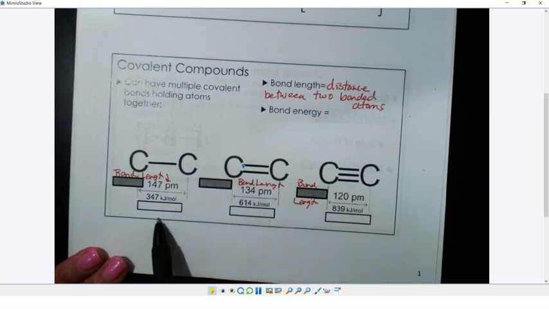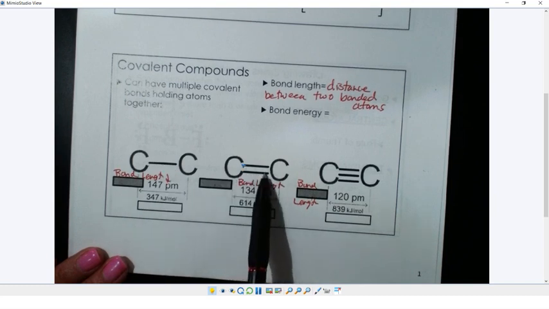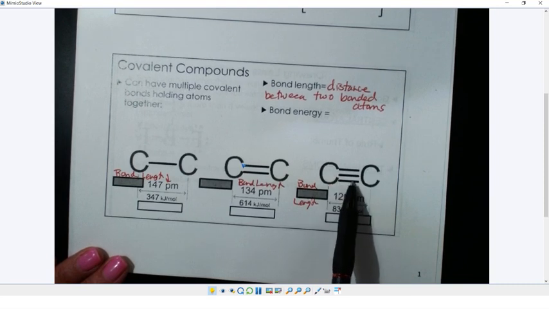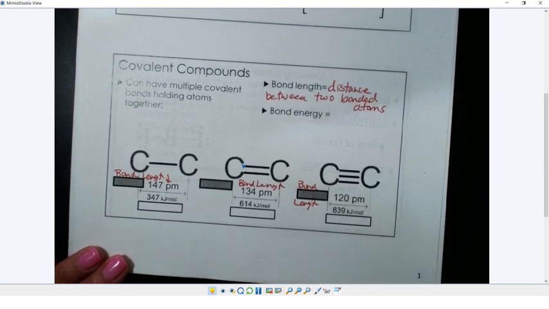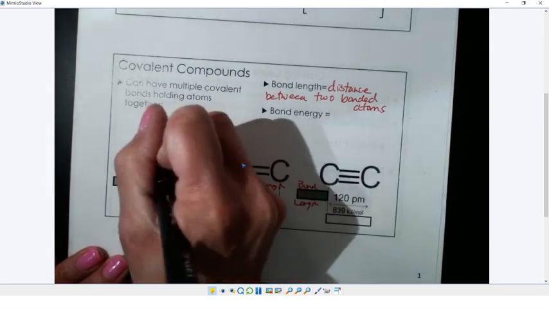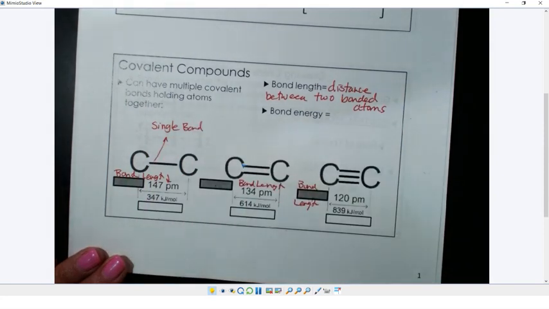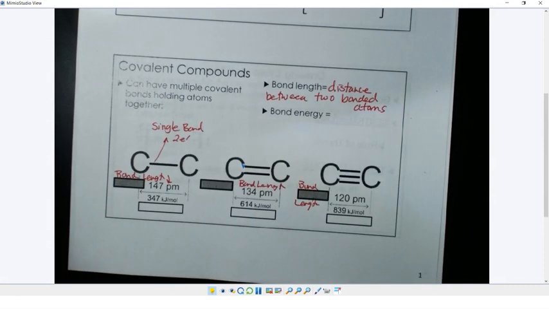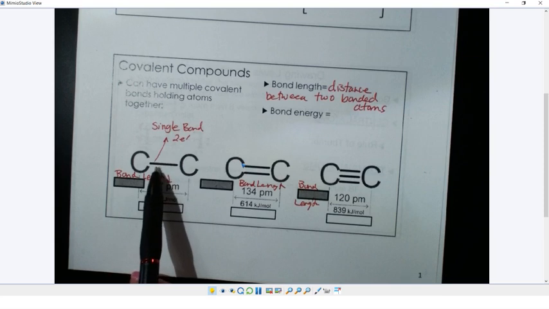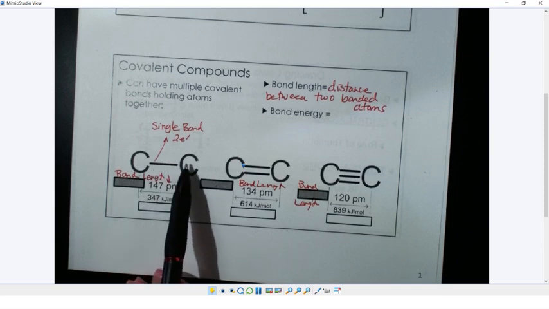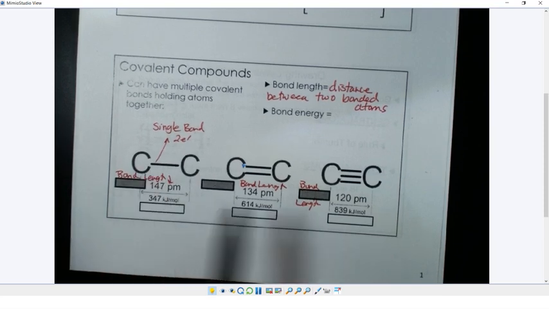So as we go from, this line represents a single bond, this line represents a double bond, and these three lines represent triple bonds. So we'll go ahead and we'll label this. This is a single bond. And in a single bond, there are two electrons involved. So there is a single pair of electrons that are involved. That line represents two electrons. They spend some time around this carbon atom and this carbon atom.